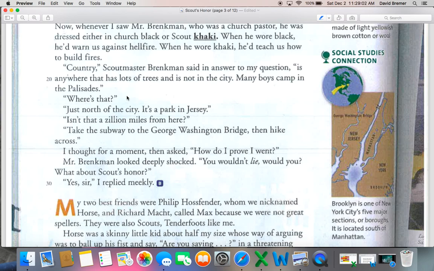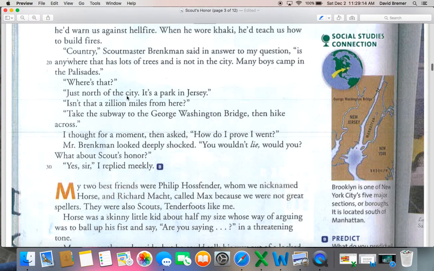I thought for a moment, then asked, "How do I prove I went?" Mr. Brinkman looked deeply shocked. "You wouldn't lie, would you? What about Scout's Honor?" "Yes, sir," I replied meekly.